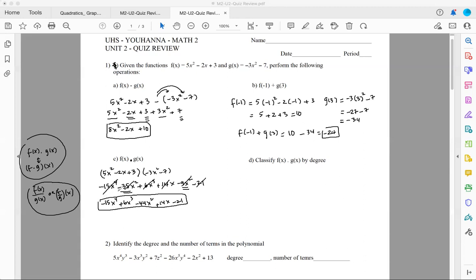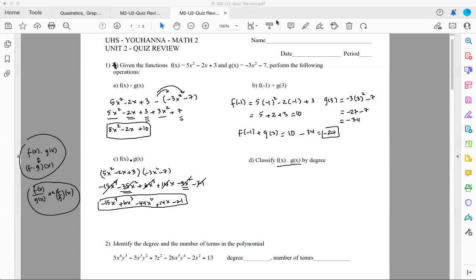Okay, and if you feel that this is a little bit fast, go back, pause, and pace accordingly. Part D, classify f of x times g of x by degree. This wording for this part is important. When we're saying classify by degree, we're asking you what's the name, right? But before that, let's take a look at f of x multiplied by g of x, which is technically from here. What was the degree? This is what we ended up with, this polynomial.